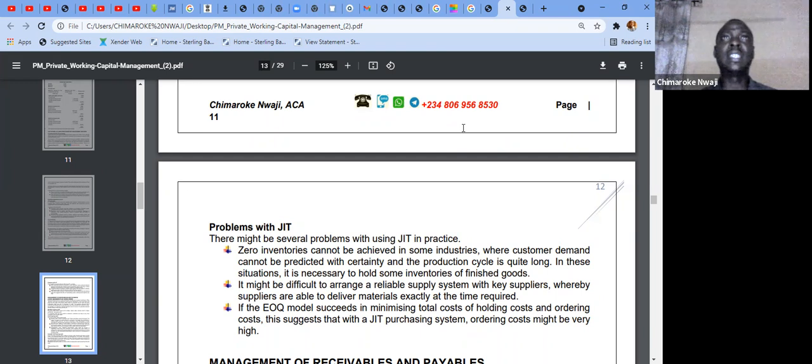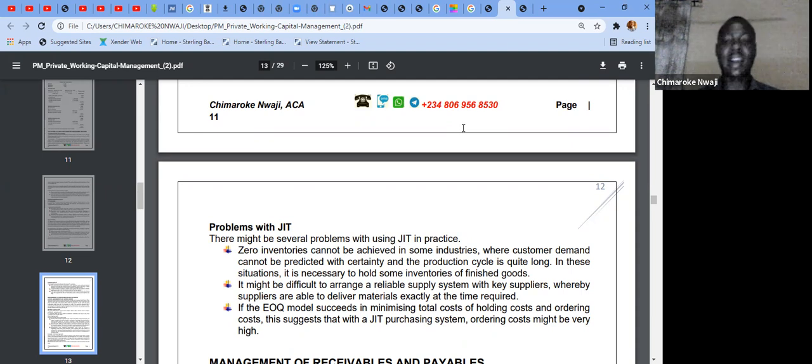Then lastly, we looked at just-in-time delivery of production. So all these are management of stock or inventory. So you either use your EOQ or you look at bulk purchase. You need to know at what point you need to make an order, or if you want to do away with inventory altogether, look at JIT.